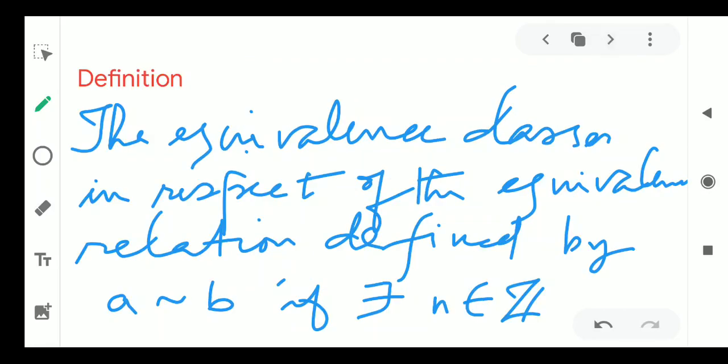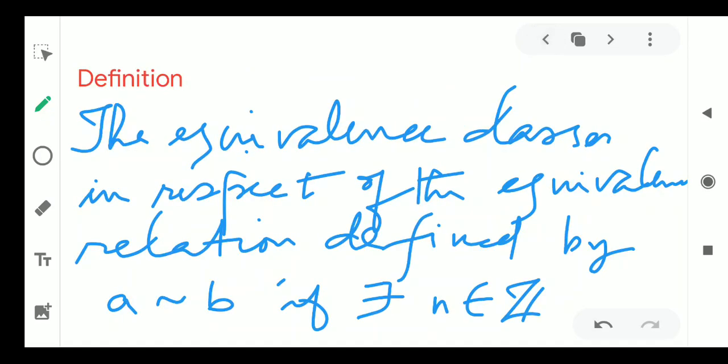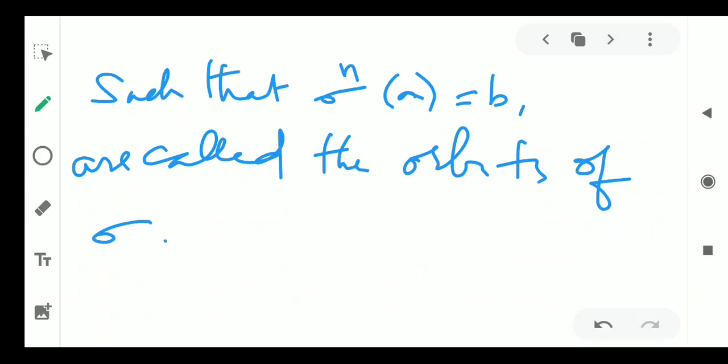So we have got an equivalence relation on A. That equivalence relation, as I told you in the beginning, will partition your A into equivalence classes. Each equivalence class with respect to this equivalence relation is what we call an orbit of sigma. So once again, going back to the definition: the equivalence classes with respect to the equivalence relation defined by a is related to b if there exists n belonging to Z such that b is sigma raised to n of a, which we have shown to be an equivalence relation, are called the orbits of sigma.